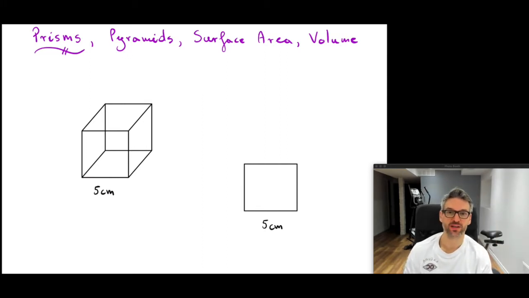The reason is that you do need to understand composite shapes, because when you're taking volumes of prisms and pyramids, they're made up of multiple sides. We're going to be breaking down those sides.